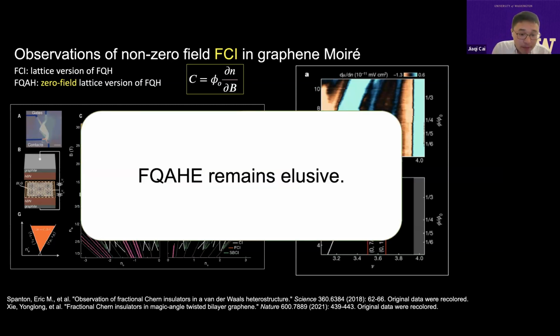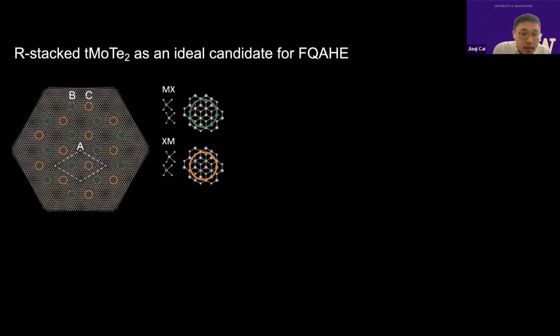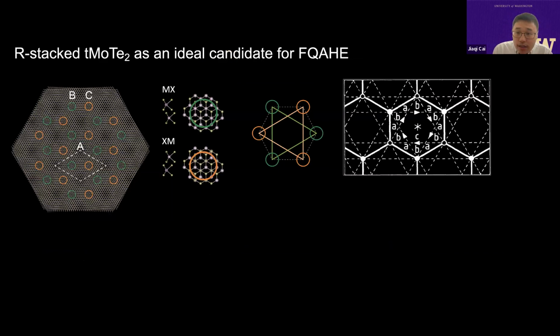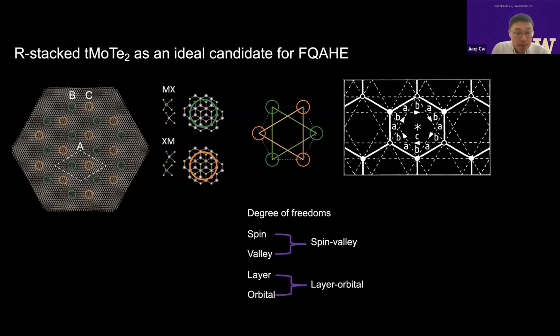But the fractional quantum anomalous Hall effect at zero magnetic field still remains quite elusive to us. So now I will show you that rhombohedrally stacked twisted monolayer MoTe2 is an almost ideal candidate for the fractional quantum anomalous Hall effect. It has a honeycomb structure, and it mimics the Haldane model a lot. It's because the spin and valley degrees of freedom are two copies of this Haldane model. It's actually a Kane-Mele model.